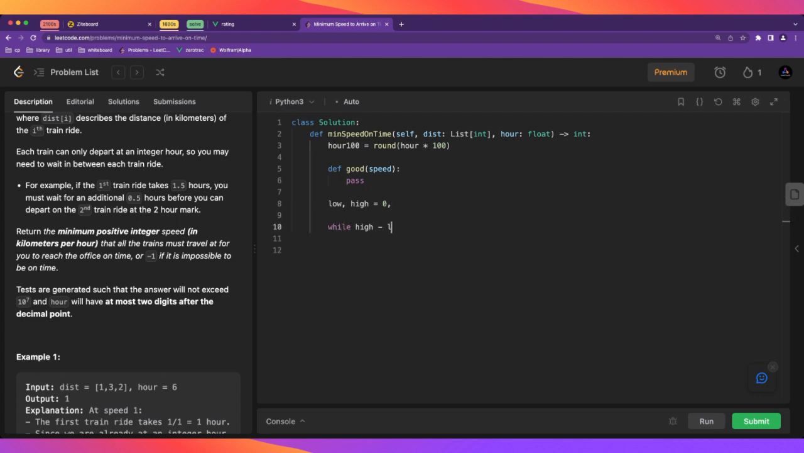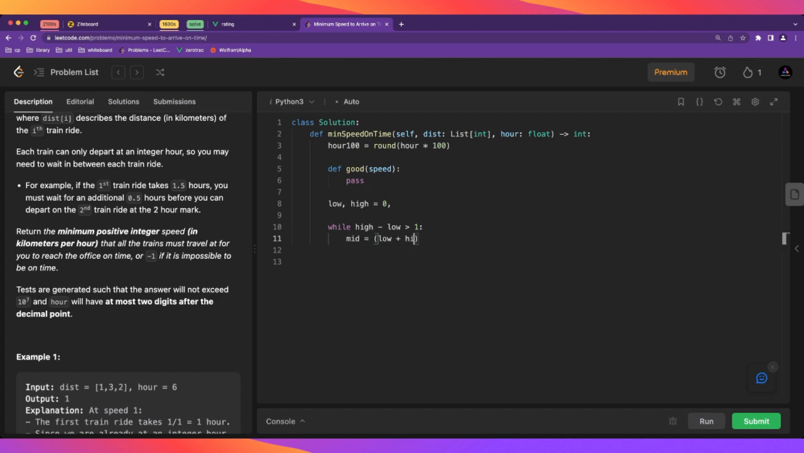So that means that if we keep making the interval smaller by half, eventually low and high are going to be consecutive, and since low is always false and high is always true, then high is going to be the smallest true, which is what we are looking for.